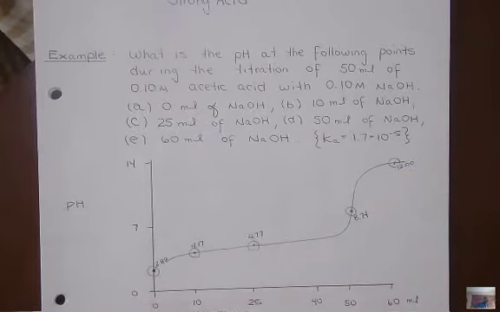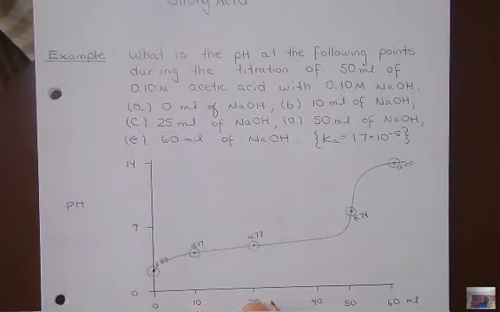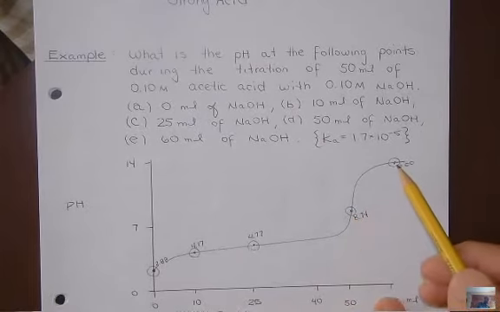Okay, so first, what's the question? This is a repeat from the one that was at the beginning. What is the pH at the following points during the titration of 50 milliliters of 0.1 molar acetic acid with 0.1 molar sodium hydroxide at the start of the reaction before any additional sodium hydroxide is added, 0. Then 10 milliliters in. Then 25 milliliters in. Then 50 milliliters in. Then 60 milliliters in.